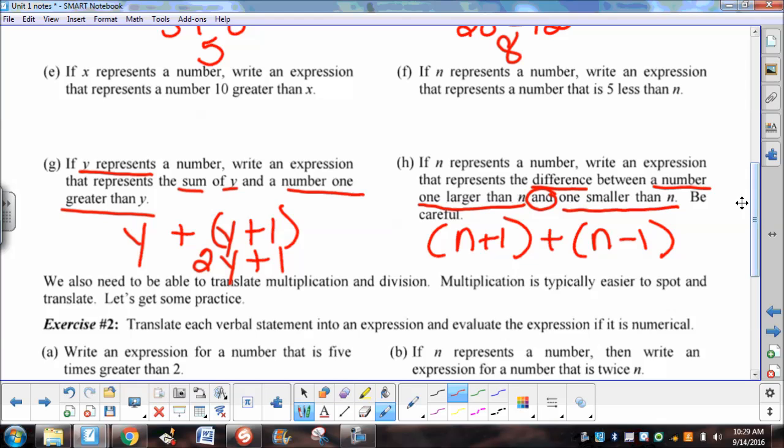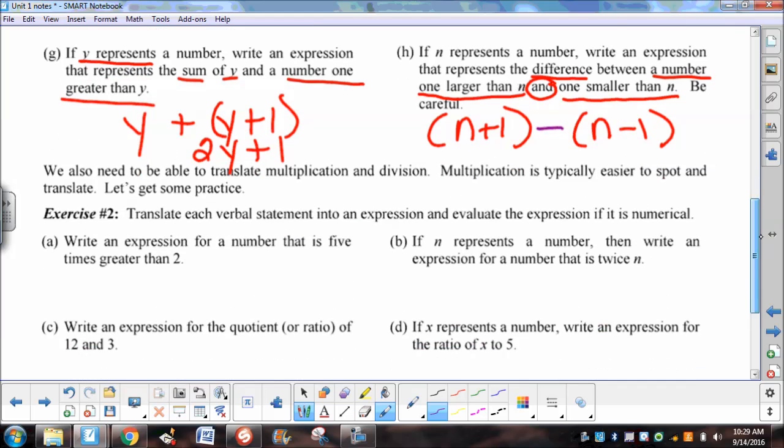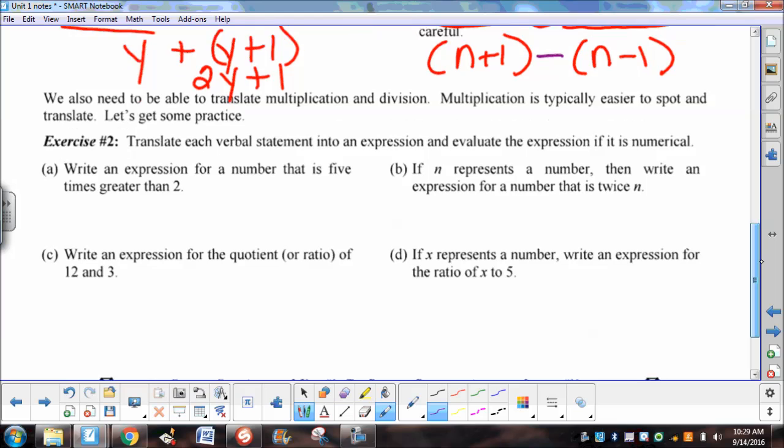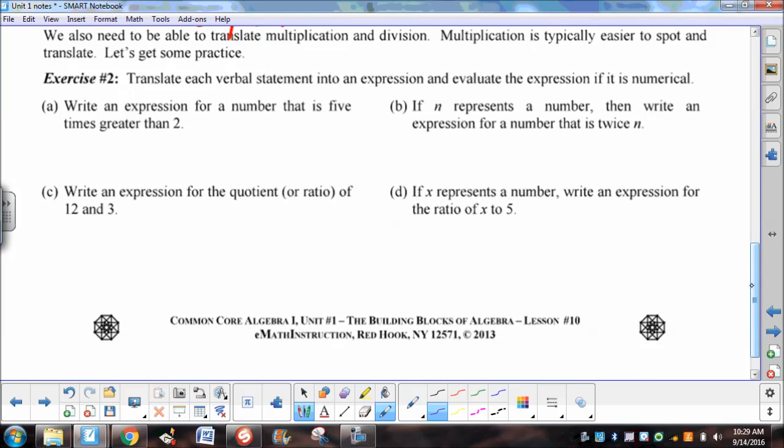Oh, difference. Oops. I lied. Let's back it up. Difference means to subtract. Sorry about that, and I'll even change colors. Make sure you catch that. That's a minus sign. Okay? Let's hop down to, you guys are going to do 2A and B.